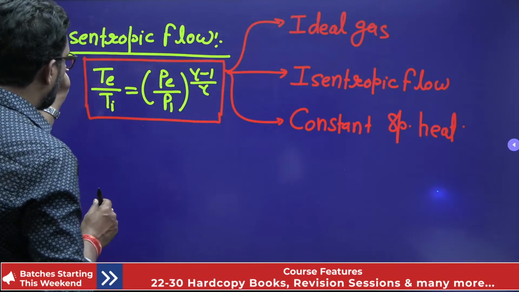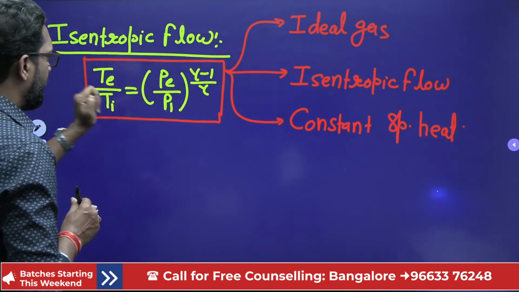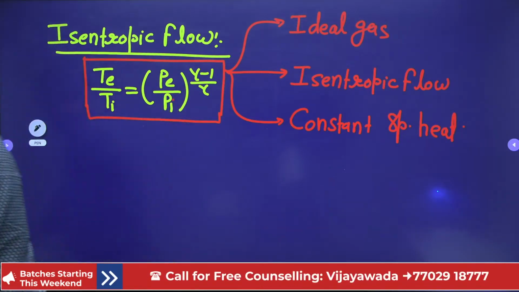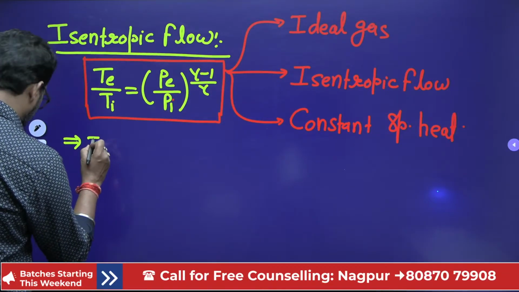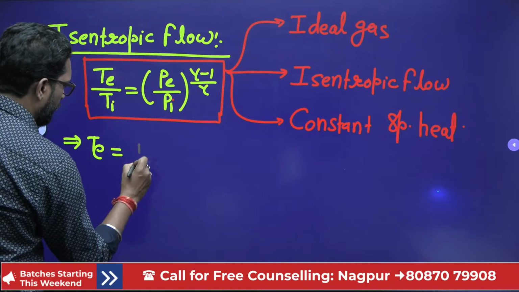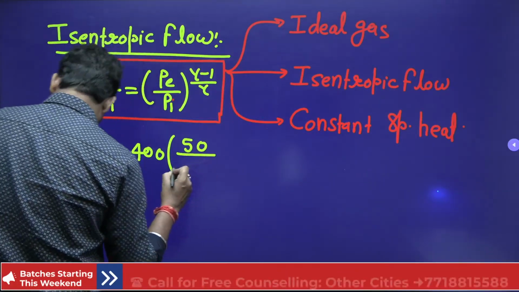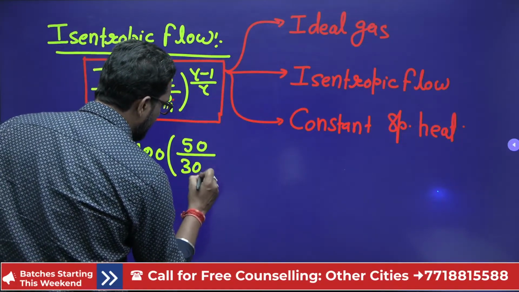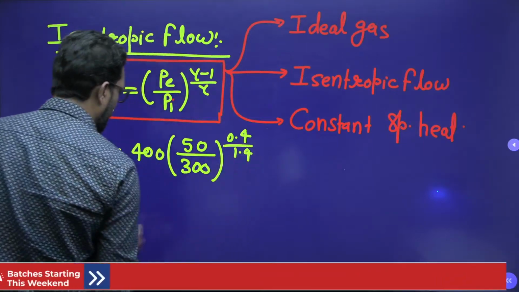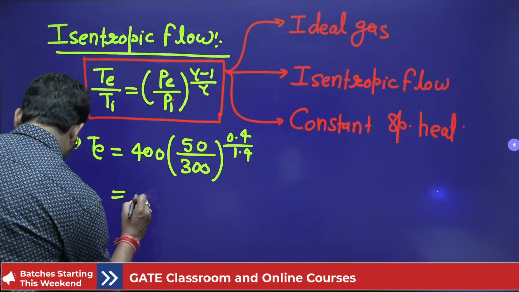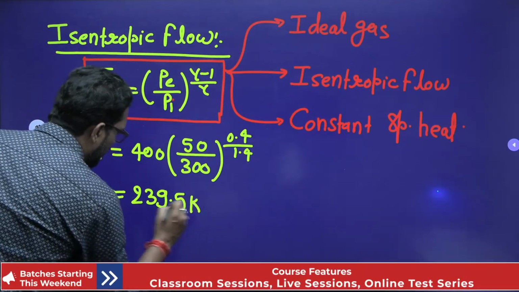So we don't have the exit temperature, but the inlet temperature we have, exit pressure we have, inlet pressure we have. Put these values in this equation. T exit is equal to 400 into (50 exit over 300 inlet) to the power 0.4 divided by 1.4. So what is the exit temperature? The exit temperature is 239.5 Kelvin.